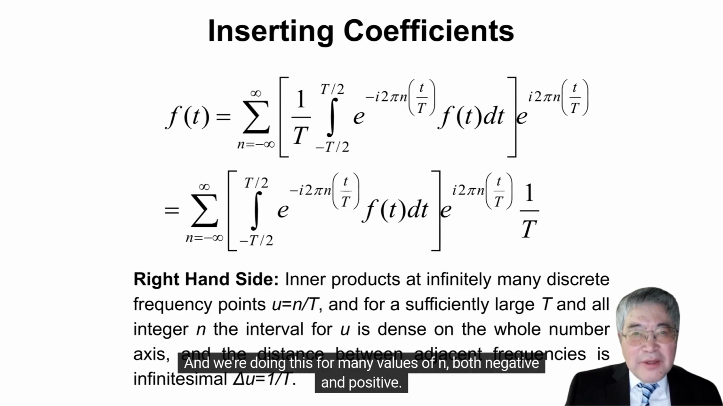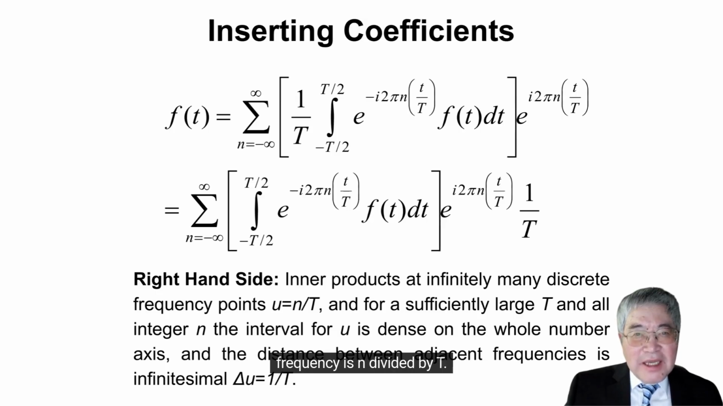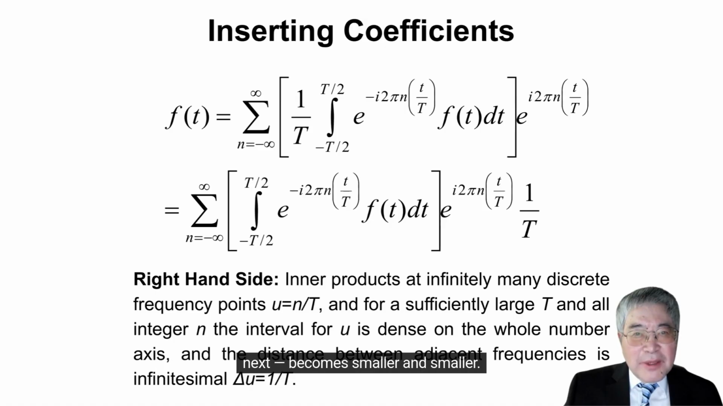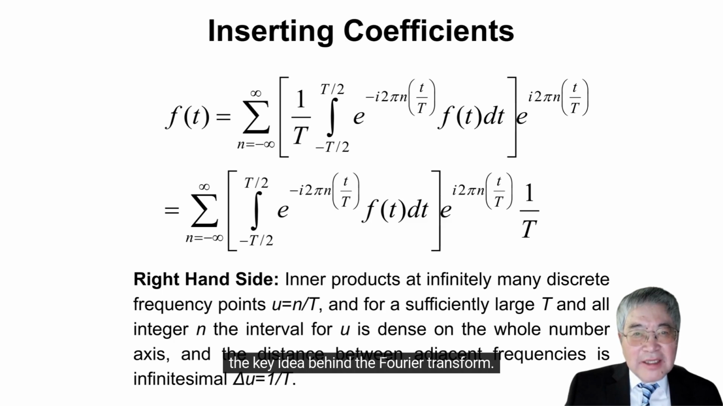And we're doing this for many values of n, both negative and positive. So you can imagine we're computing inner products at a whole series of frequency points, where each frequency is n divided by T. As T becomes large, the spacing between these frequencies, that is, the difference between one n over T and the next, becomes smaller and smaller. Eventually, this sum will start to resemble an integral over a continuous range of frequencies, and that's the key idea behind the Fourier transform.